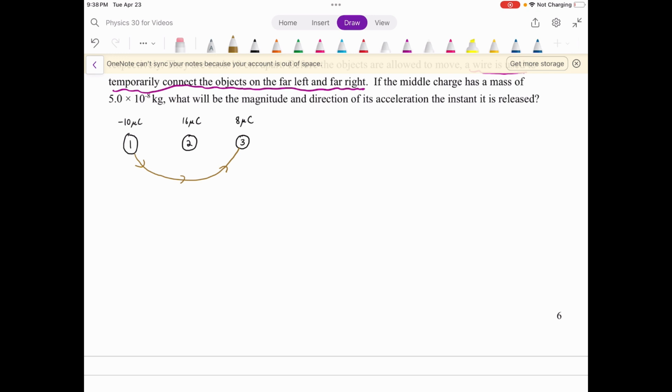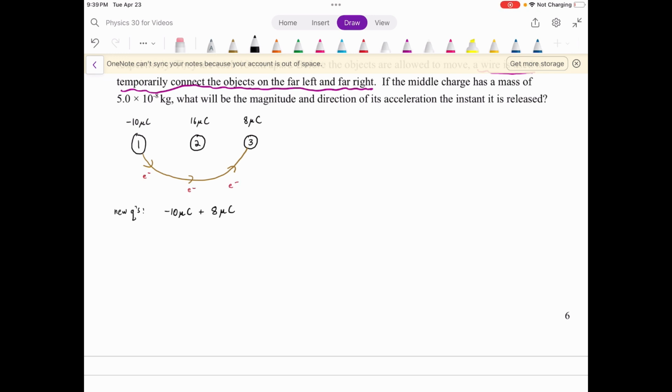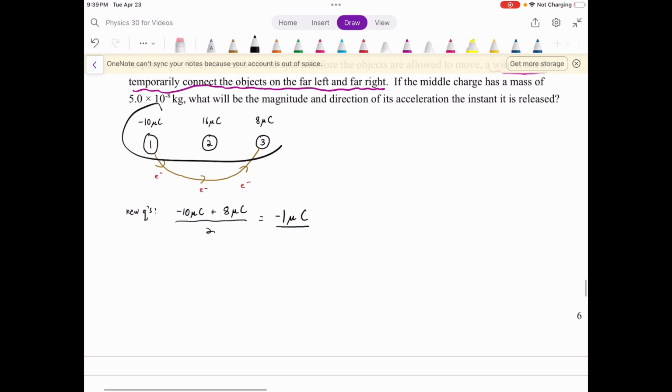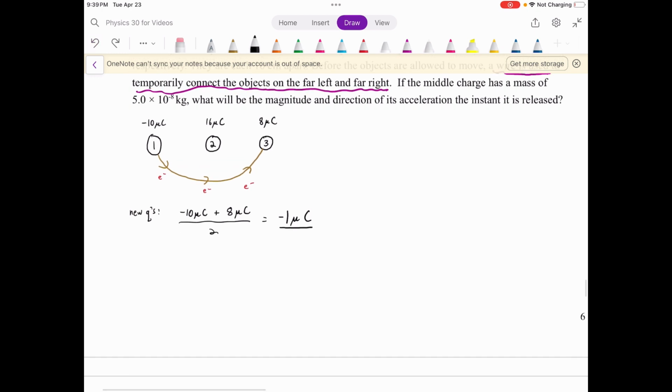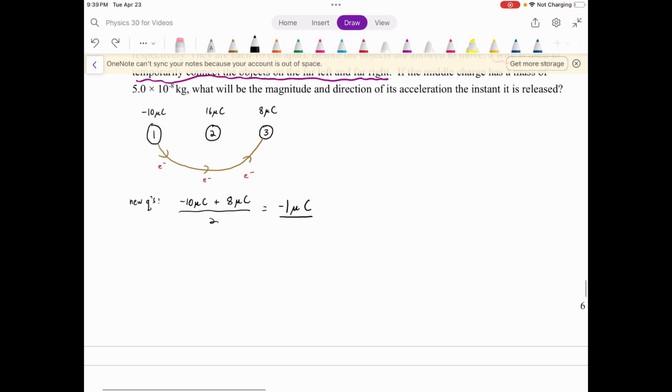So we just need to average them out. So we'll take negative 10 microcoulombs plus 8 microcoulombs and divide it by 2, because there's 2 objects there, to find the midpoint there. And when we do that, we get, well, -1 microcoulombs, right? It's -2 over 2. So they will meet at -1 microcoulombs, which means now our situation is no longer this, right? But said before they are released, we touch them. So what we're actually starting from in terms of finding the force and then the acceleration that's acting on it is this now.